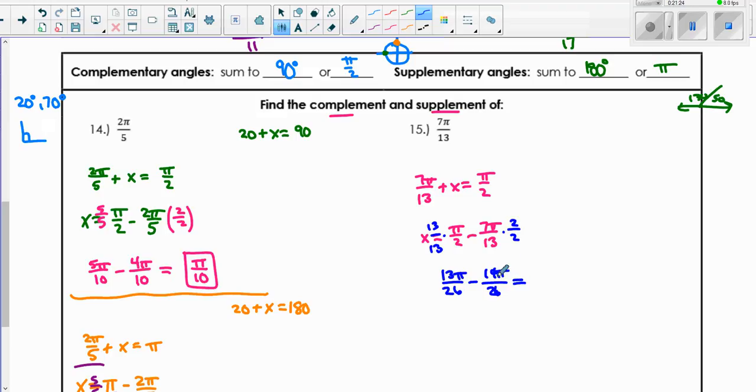Okay, and it's a 14. So 13 minus 14 is pi over 26. So pi over 26 and 7 pi over 13 make 90 degrees together. Okay. Oh, and I actually subtracted wrong. 13 minus 14 is negative pi over 26. And you can't have a negative angle that's complementary, so that means there is no complement.